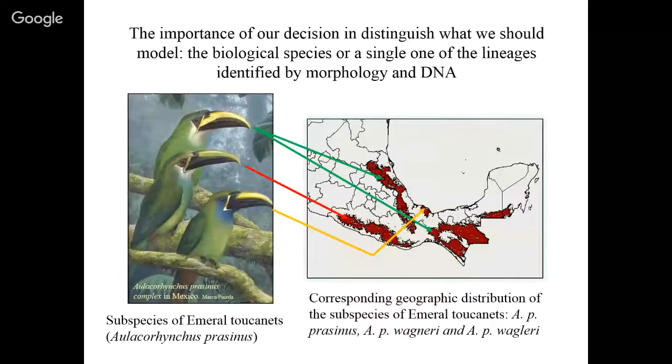On this last example, used as a corollary, I want to point out the importance of our decision in distinguishing what we should model: the biological species concept, based on a reproductive community, or a single one of the lineages identified by morphology and DNA, in the case of the emerald toucanet complex. In this case, I'm showing just those differentiated populations in Mexico, although we know that these complexes go further to Central and Southern America. But clearly there are three different and isolated lineages.